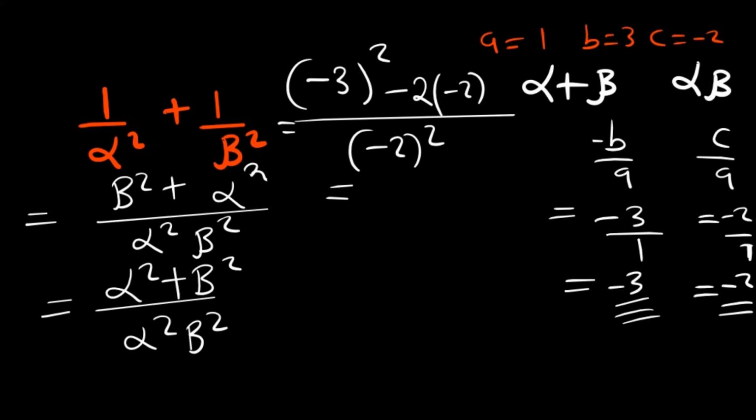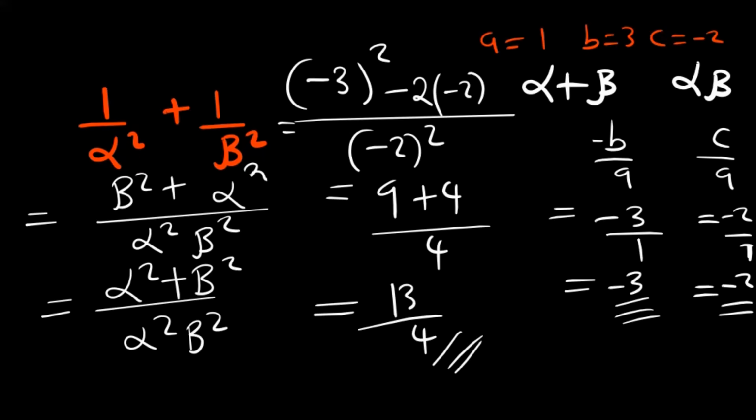So negative 3 squared, that is 9. Then negative 2 multiplied by negative 2, that is positive 4. Over negative 2 squared down, that is a 4. 9 plus 4, that gives us 13 over 4. So basically this is how we solve this type of problems. Not complicated. That's how we solve.